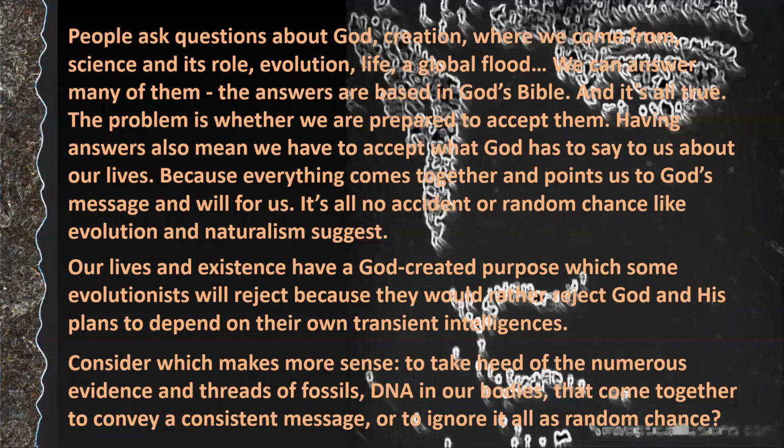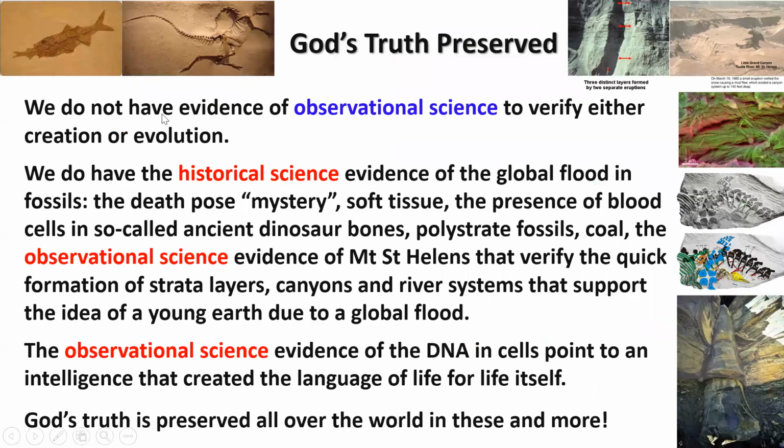Okay, so God's truth preserved. We don't have evidence of observational science. That's what science is about, observing, right? Repeatable experiments, repeatable things that we can observe. We do not have observational science evidence to verify either creation or evolution. But we do have historical science. That means it happened as events, as history.